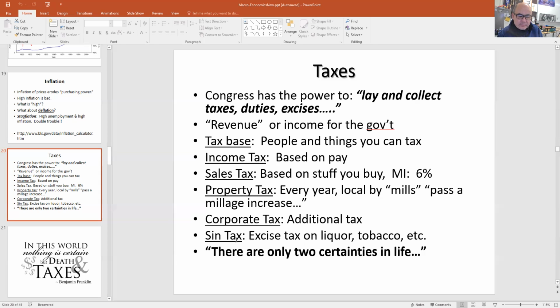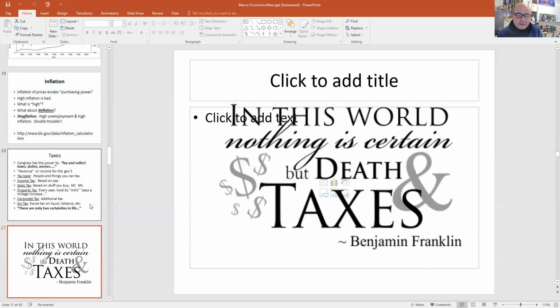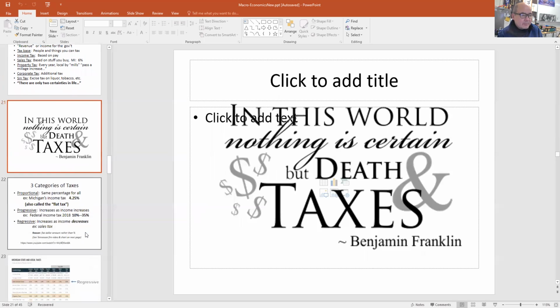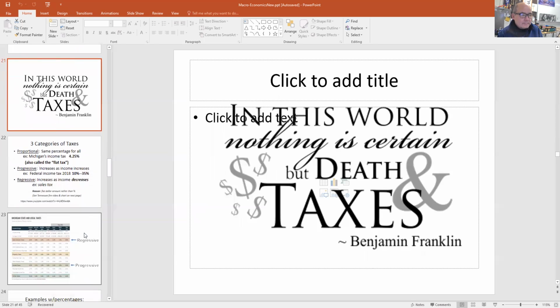There's also a very famous phrase: there are only two certainties in life, death and taxes. That's a pretty popular idiom, phrase, quote that was made popular by Benjamin Franklin.